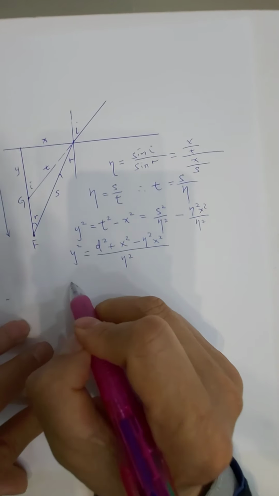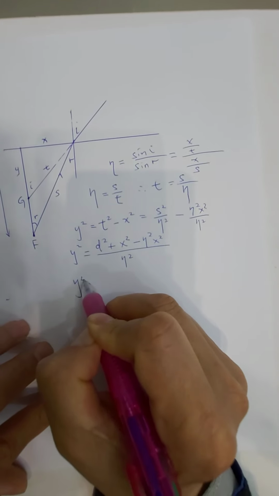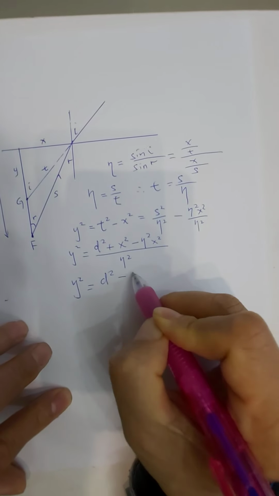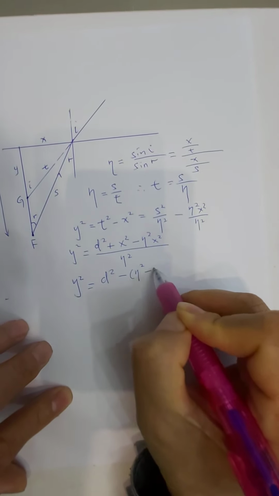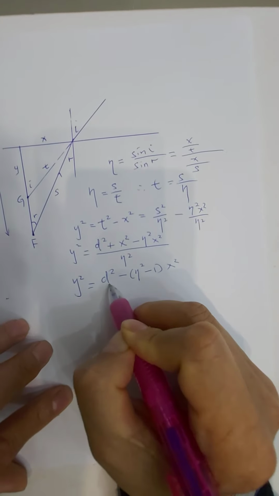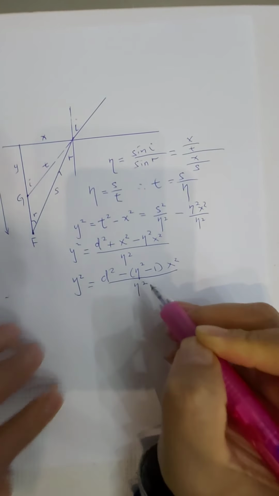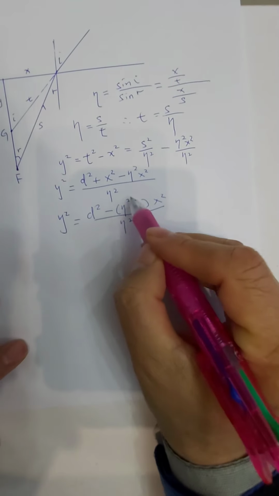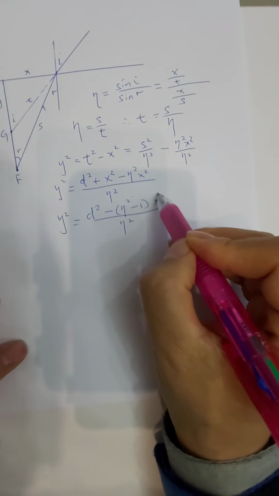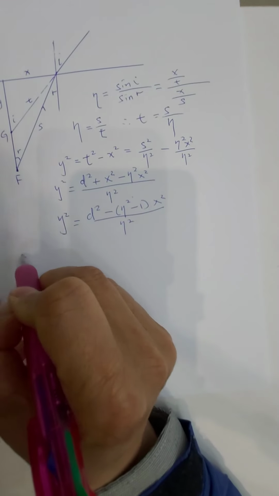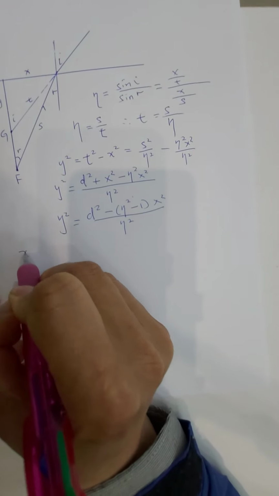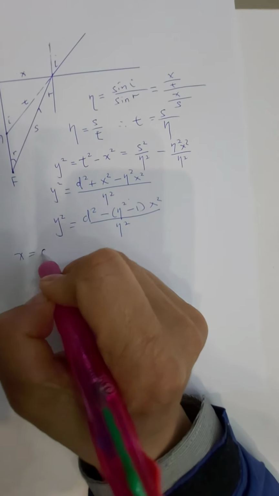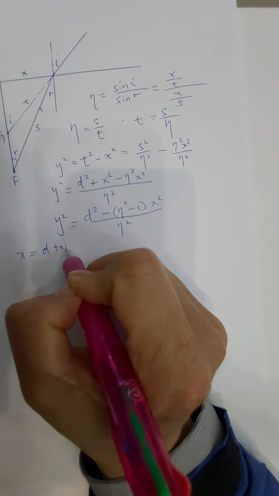Okay, doing a bit of arrangement, so y squared is equal to D square minus eta square minus 1 x square over eta square. Isn't it? So this is a positive number. This is a positive number. So as what is x? x is equal to D tangent theta. Okay, D tangent r, isn't it?